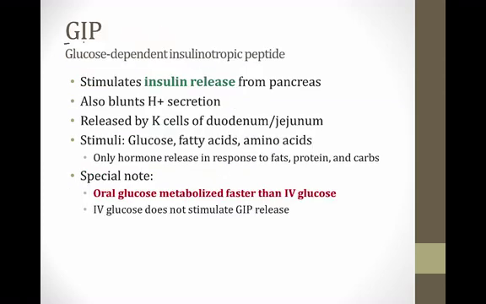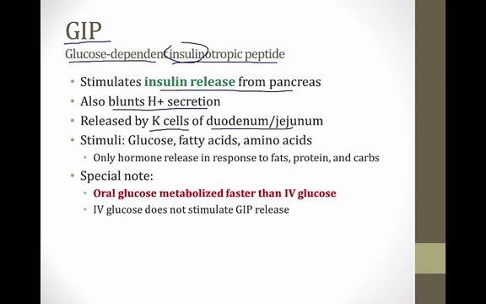Our next hormone is GIP. GIP stands for glucose-dependent insulinotropic peptide. And as you can imagine, because it has the word insulin in its name, this hormone stimulates insulin release from the pancreas. It's also been shown to have effects on the stomach where it can blunt acid secretion. It's released by cells called K cells in the duodenum and the jejunum. And the stimuli for the release of GIP include glucose, fatty acids, and amino acids.